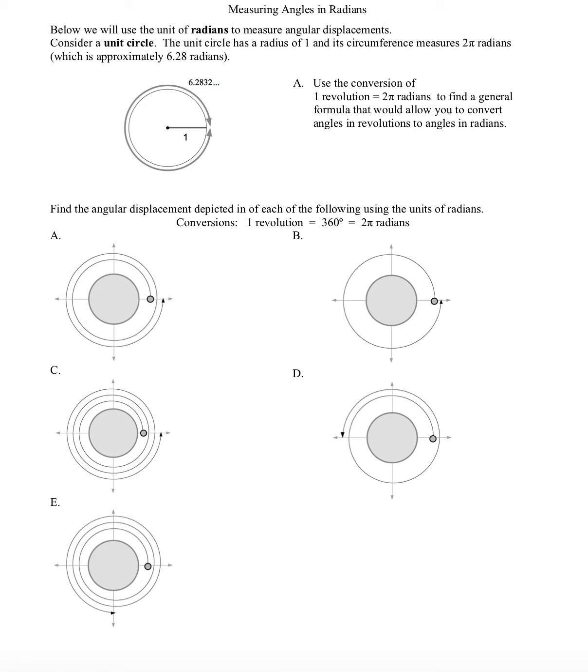Use the conversion of 1 revolution equals 2 pi radians to find a general formula that would allow you to convert angles in revolutions to angles in radians. I'll let you try it and then I'll give my answer.